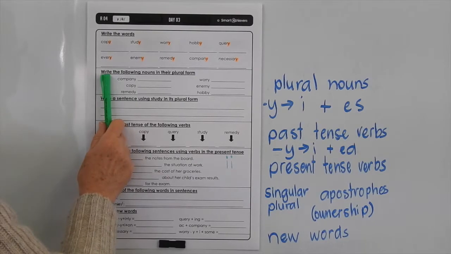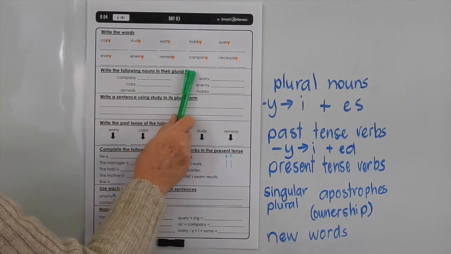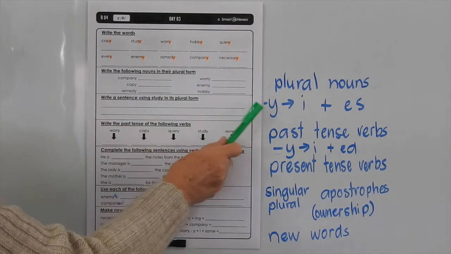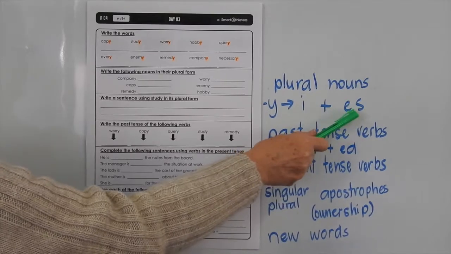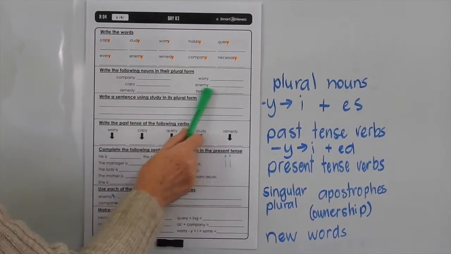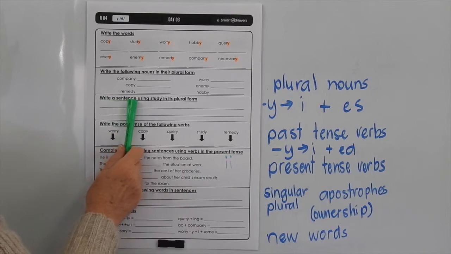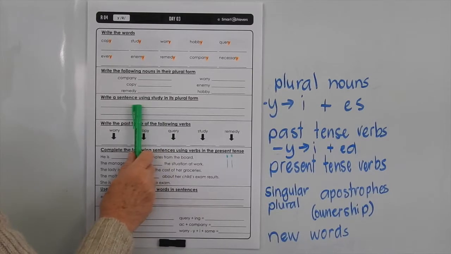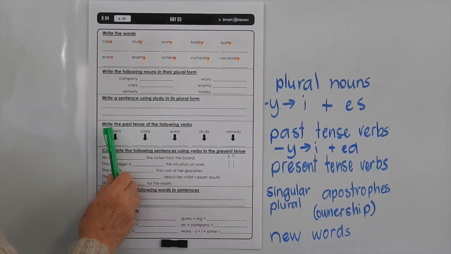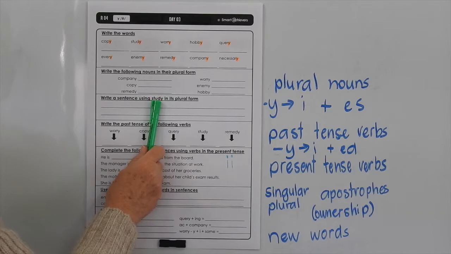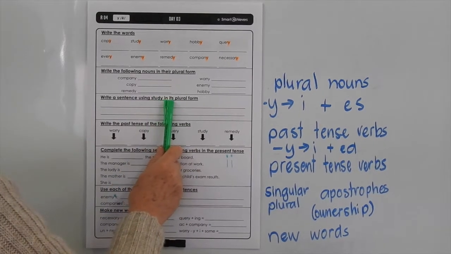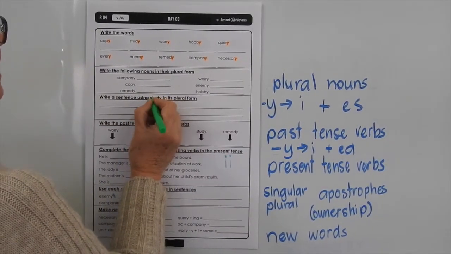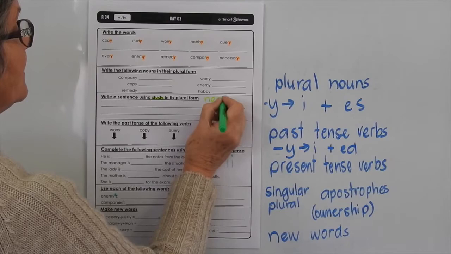Now what you have to do down here is write the following nouns in their plural form. Now just remember, if you have a consonant before the Y, you have to change the Y to an I before you add the ES. So just be mindful of that while you're doing it. Now then write a sentence using study in its plural form. So have a think about how you're going to do that, and make sure that if you're using it as a plural form, that's telling you that study has to be used as a noun there. It must be a noun.